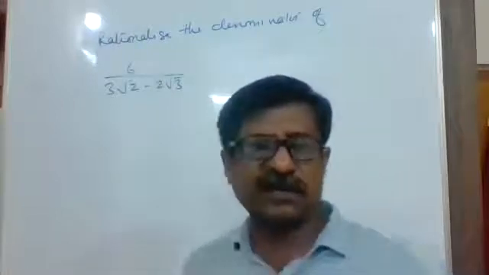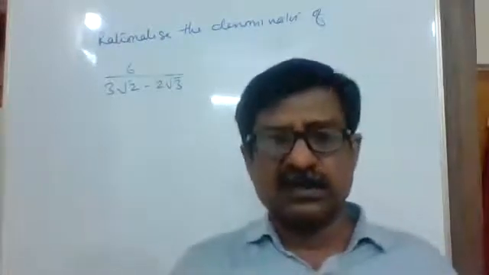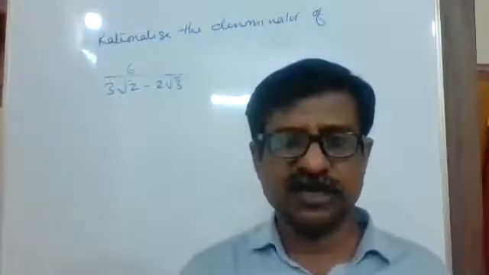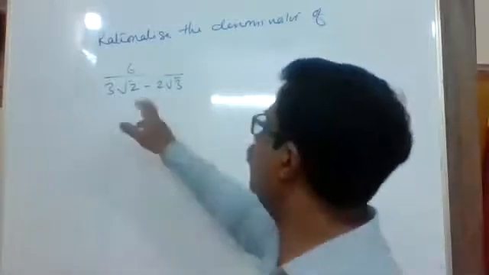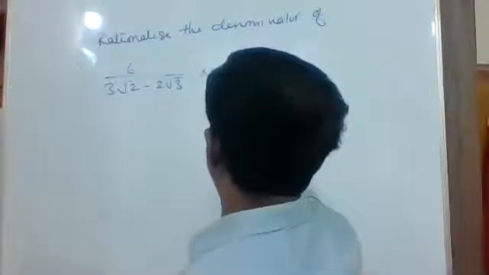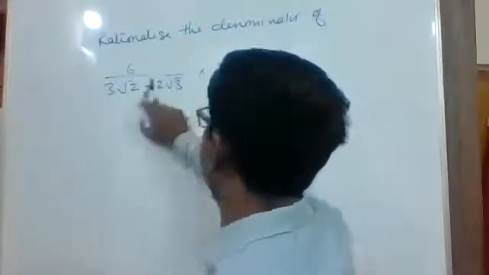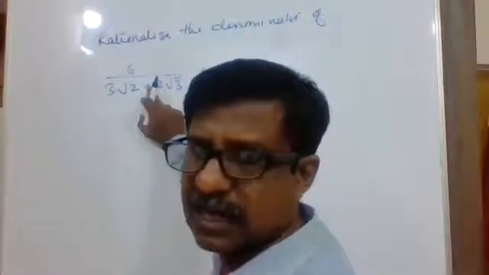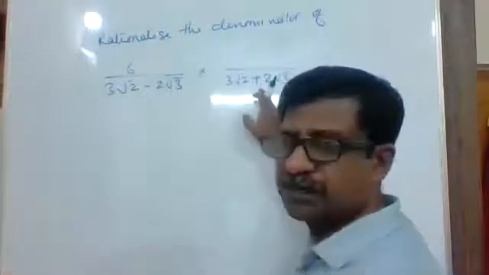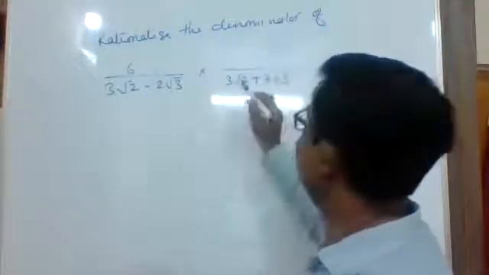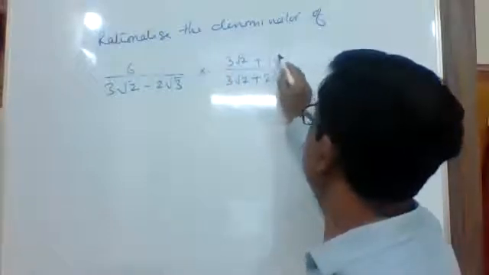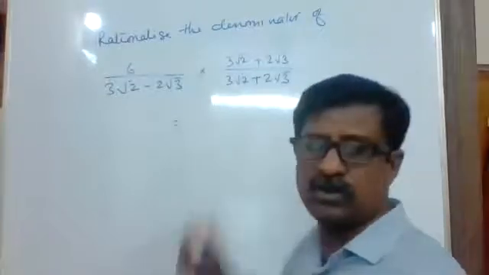If they are separated by a minus sign, the rationalizing factor of this denominator is its conjugate. And what will be the conjugate of this binomial? The conjugate will be 3 root 2 plus 2 root 3, just the opposite sign. If you got minus, then you have to take plus, and if it is plus, then you have to take minus. Since we got minus here, that's why we are taking plus. Whatever we are multiplying in the denominator, the same number has to be multiplied in the numerator also.